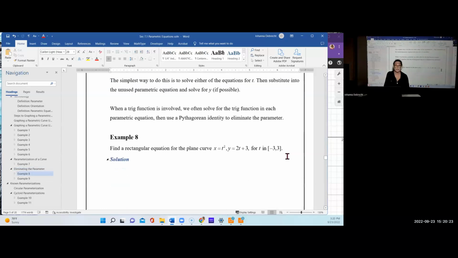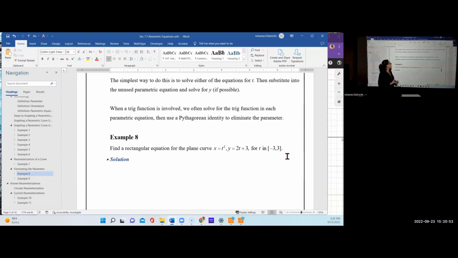Now, the simplest way to eliminate the parameter t and to rewrite it in a single equation in terms of x and y is to solve either x of t for t or y of t for t. Solve one of those equations for t and then substitute into the other parametric equation and solve for y if you can. You can't always do it. Remember that parametric equations are good for equations that cannot be written explicitly in terms of y.